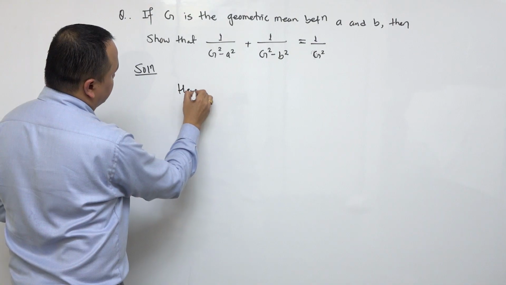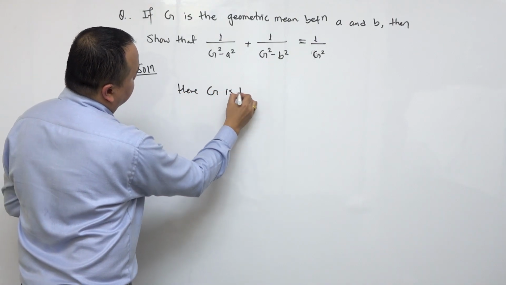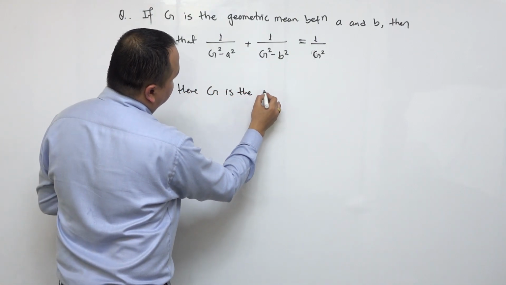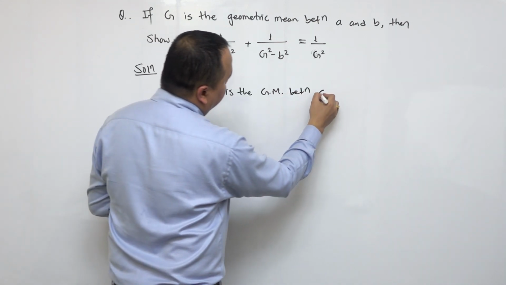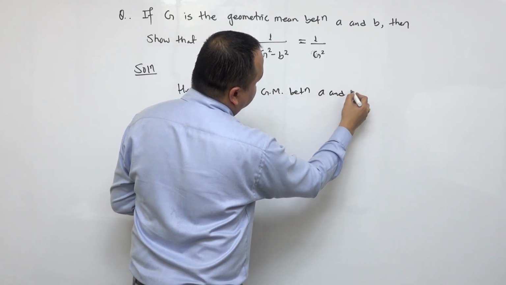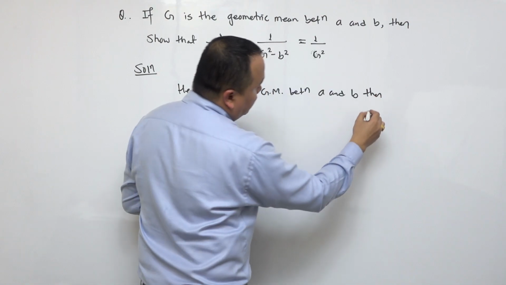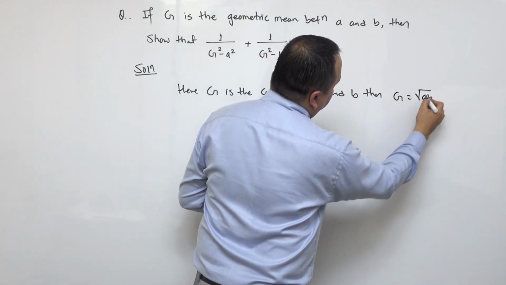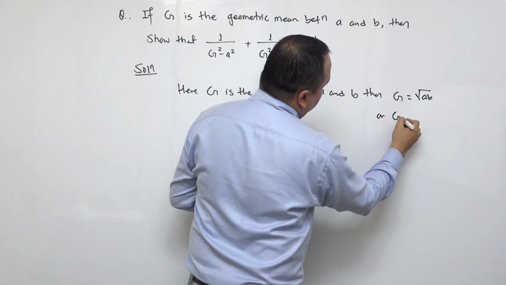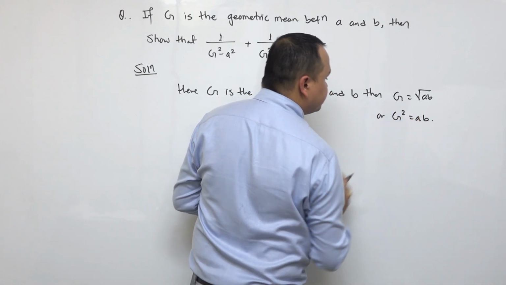Here G is the geometric mean between A and B. Then G is equal to root AB, or G square is equal to AB.